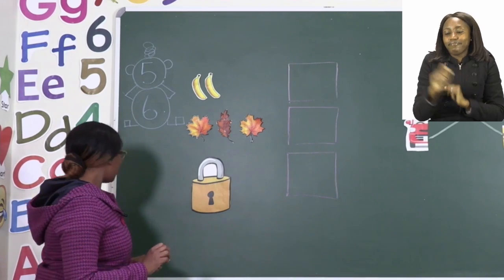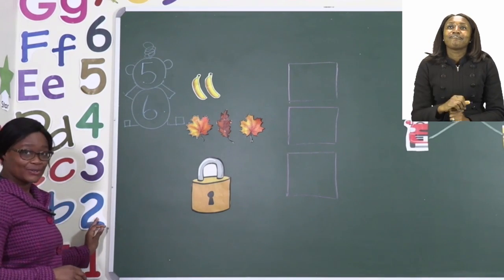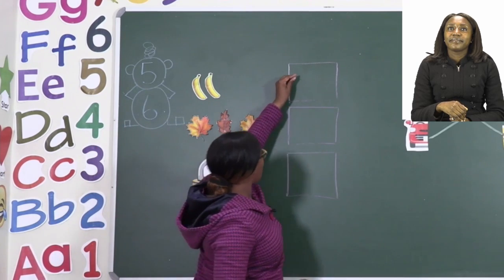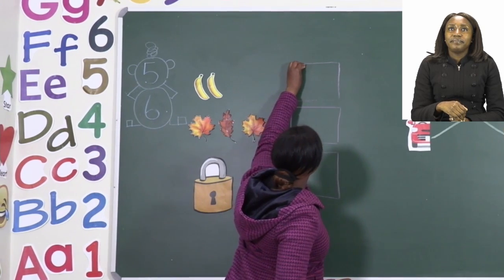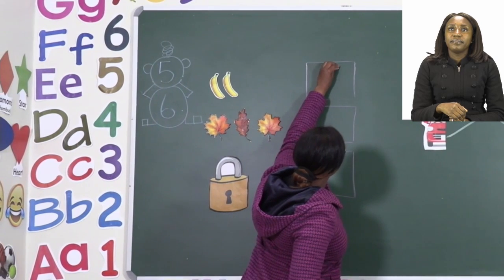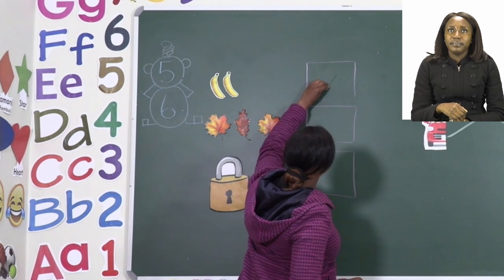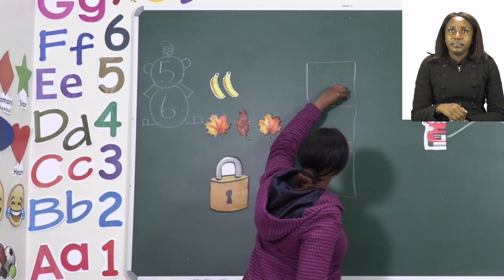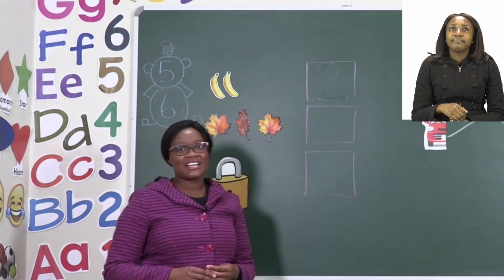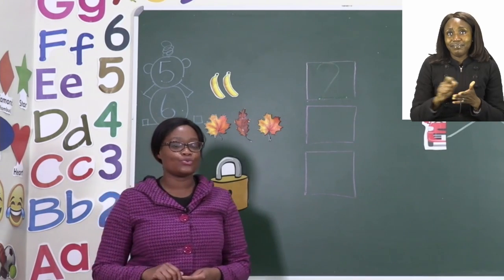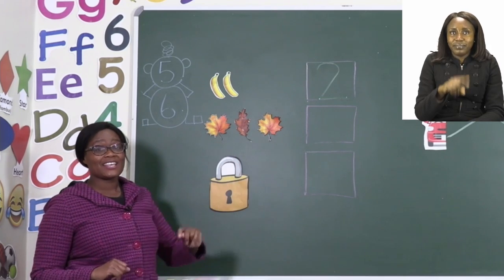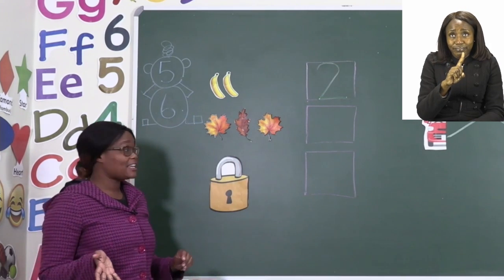So we're going to write the number 2 in the box opposite. We will start by going round and then down across, all the way to the bottom and across as well. Now we have written our number 2. The next one we count are leaves. How many leaves do you see?